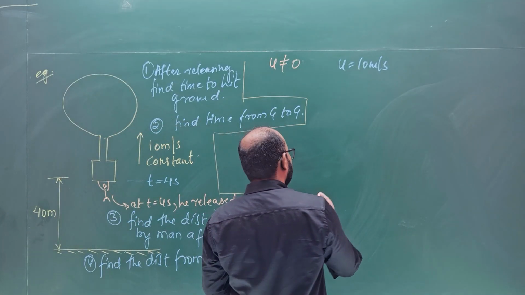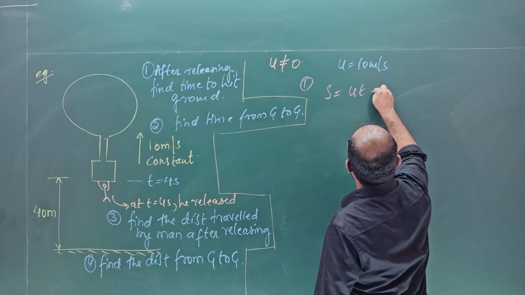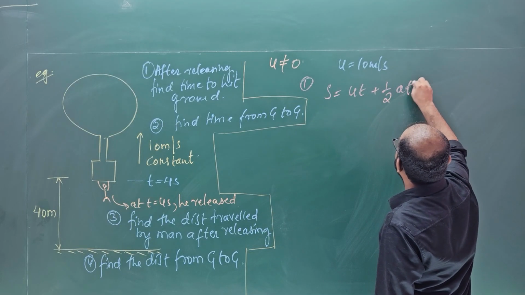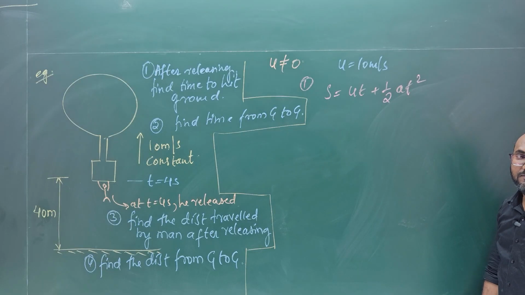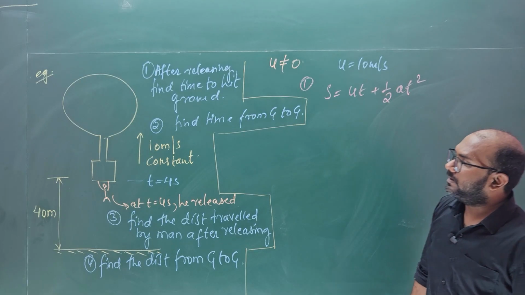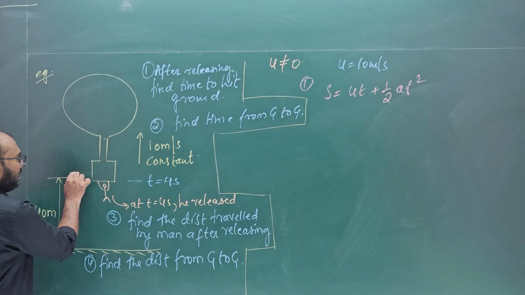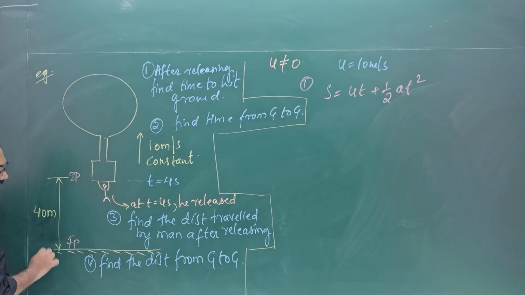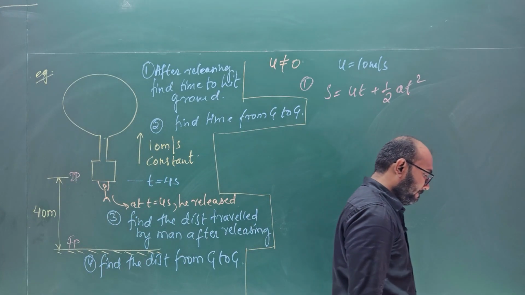If I use S is equal to ut plus half a t square, this is the first answer. S is equal to ut plus half a t square. What is the S value? Yes, 40. Why? Because he is releasing himself from 40. So this is your initial point and this is your final point. It will hit back to the ground. So displacement is 40, upward or downward.